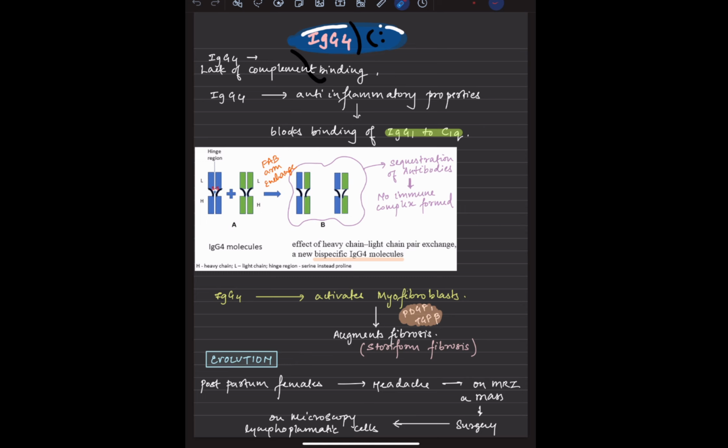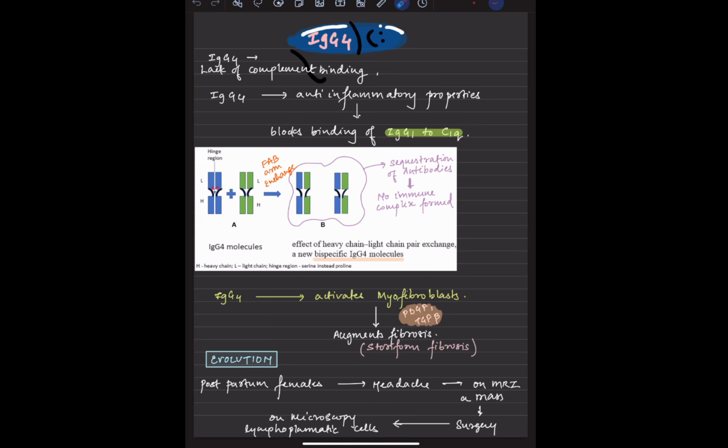Now, coming to the case-based scenario, the interesting part is this mostly occurs in a postpartum female. The patient will come with a headache, and we could think it could be CVST, one of the most important causes, or it could be PRES. We could think of all these things, but none of us will think it could be IgG4 disease.